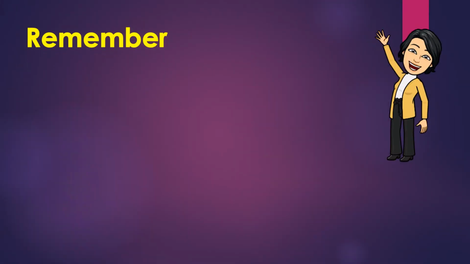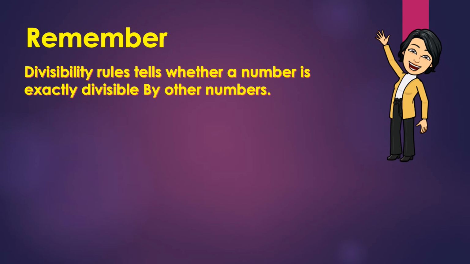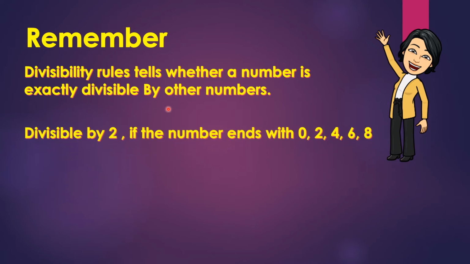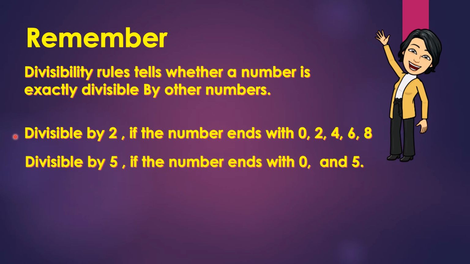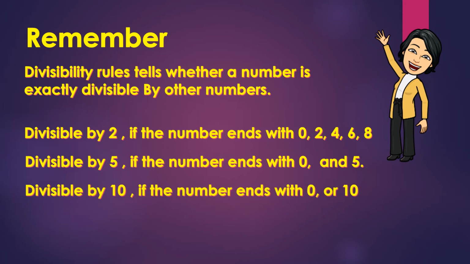Next. Remember this. Divisibility rules tell whether a number is exactly divisible by other numbers. Divisible by 2 if the number ends with 0, 2, 4, 6, and 8, or even numbers. Next, divisible by 5. If the number ends with 0 and 5, they are divisible by 5. Next is divisible by 10. If the number ends with 0.